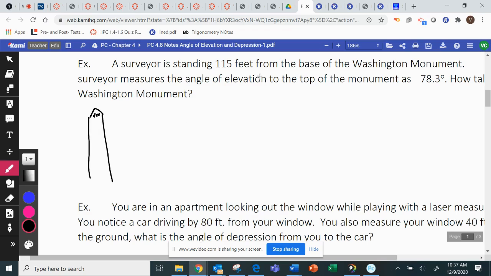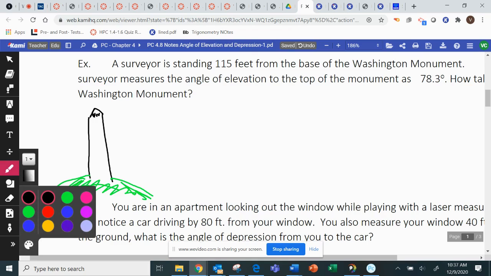There's an almost exact replica of what it looks like right there. It is on a big mound of green. It is. I've been there.